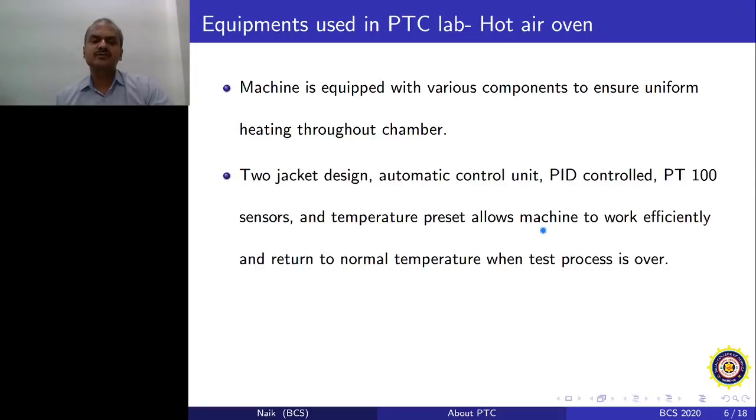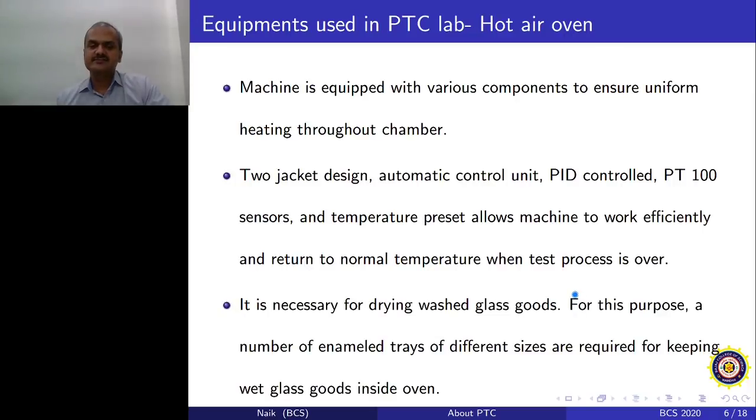Basically, when you switch off, it will come to a normal temperature, and when you switch on, whatever temperature you want, let's say you want 80 degrees Celsius, then this component will help the machine to reach 80 degrees Celsius. It is also necessary for drying washed glass goods, basically all types of glassware.